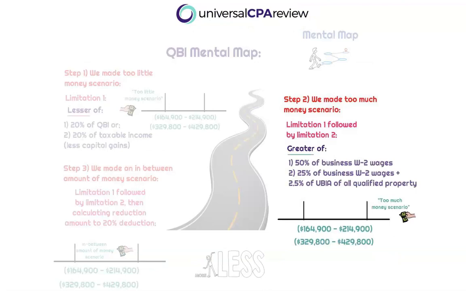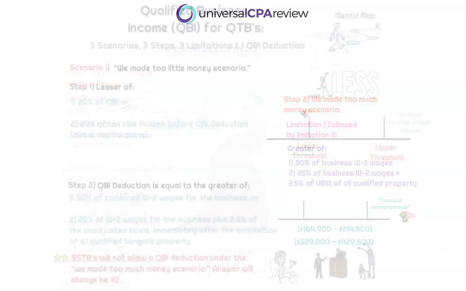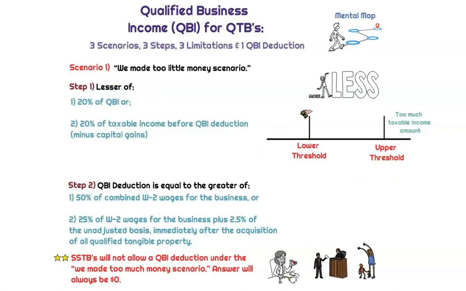Okay, scenario number 2, but also we remember that we now have an additional step. Each scenario we're going to add a step. So this is what we referred to as our we made too much money scenario. Keep in mind, we're only going to be focused on QTBs here under this scenario. We're going to be disregarding SSTBs. So now we're focused on our upper ranges for our single and married taxable income thresholds. And we're going to remember that less is more.